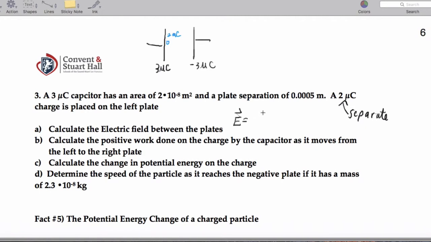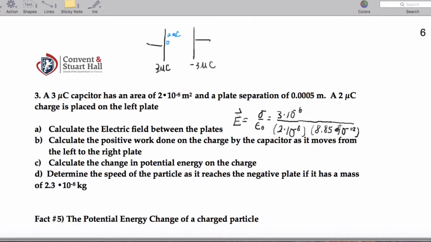Now, the electric field is going to be sigma over epsilon naught, and in this case, that means we're going to take the 3 times 10 to the negative 6th. That's the charge. We're going to divide that by the area, which is 2 times 10 to the negative 8th meters squared. So that's Q over area. And then we need to take that epsilon naught into account. So that's 8.85 times 10 to the negative 12th. All right. So far, so good.